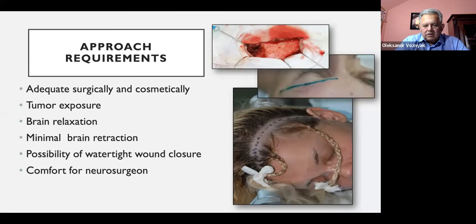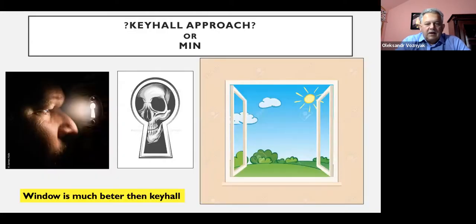According to the brain retraction, I will speak about it later, but as much as possible, we must plan the brain retraction due to gravity, when the brain goes down by natural reasons. But on closure, it's clear. And what is very important, the approach must be comfortable for the neurosurgeon, because we are working 3, 4, 5, 6 hours during removal of meningiomas, and the surgeon must feel comfortable to work more effectively.